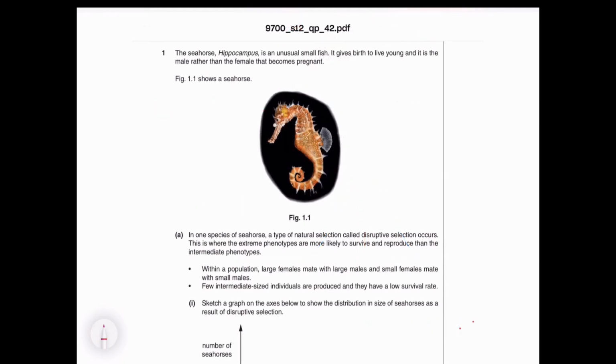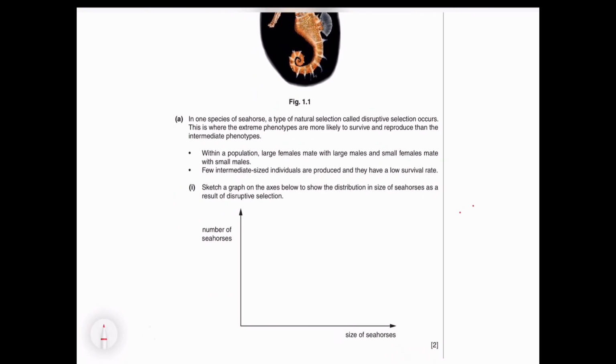This is another example of a question, from May June 2012, paper 42, question 1. You will see that the question would mention where the force is acting. So you have to learn how to read clues from the question. In this question, they actually gave you the clue, which is quite straightforward, where they mention it is disruptive selection, where extreme phenotypes are most likely to survive because they have selective advantage. So they will reproduce and pass on the allele to the offspring.